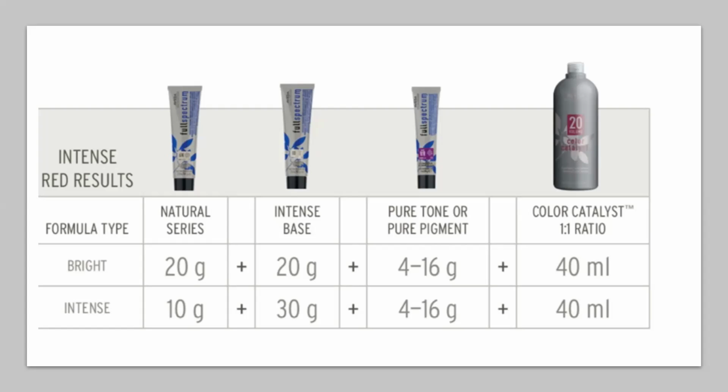However, if you've got a guest that wants it very, very intense, you would go for only 10 grams of your natural color and then 30 grams of your intense base. And again, it's the same pigment, so it's going to be double the amount. And again, it's still 40 mils of your peroxide, so it's still a 1-to-1 ratio in total because 10 plus 30 equals 40.